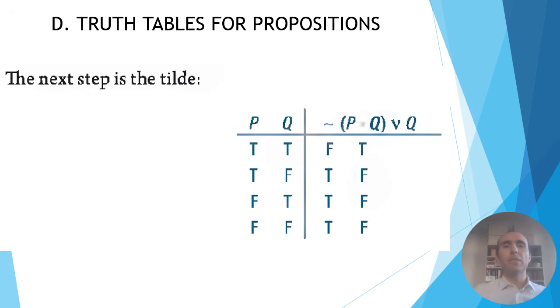The next step is the tilde. Its scope is the parenthesis that is determined by the conjunction. In this case, we just change the truth value of the conjunction. The result is that the first line is false under the tilde and the rest of the lines are true.